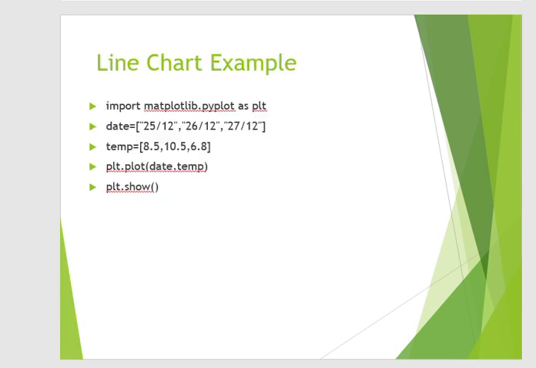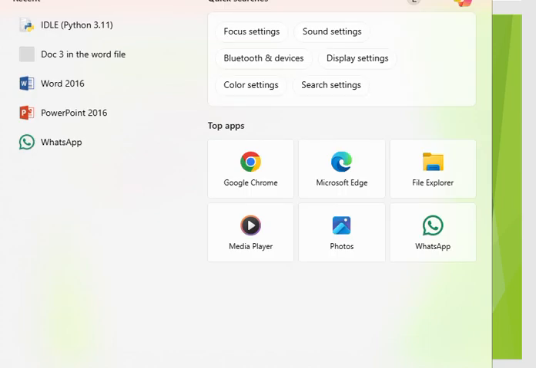So let's start with the line chart example. First of all we have to import, and when we talk about the chart we need two values, one for x-axis and one for y-axis. In this coding which you are able to see on the screen, there are some dates and the temperature of those dates is depicted. On 25th of December, the temperature of a particular city was 8.5. On 26th, it is 10.5, and on 27th, it is 6.8. So we are plotting using date and temperature. We have to use the plot function, and then after plotting, we have to show it. It will give you an output. Let me run it and show you how it works.